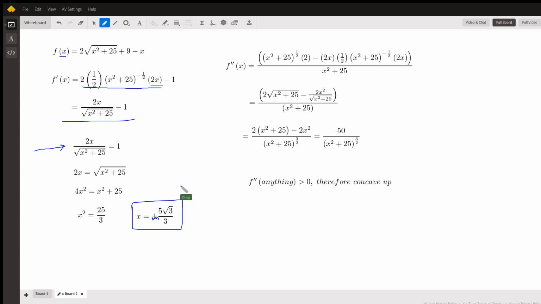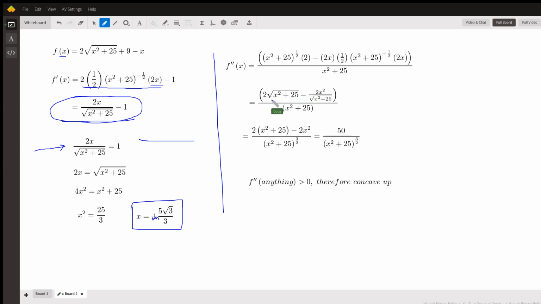We could plug values between 0 and that number and 9 into the first derivative, applying the first derivative test. But your problem said apply the second derivative test. So we've got to find the second derivative of this expression using the quotient rule: denominator times the derivative of the numerator minus the numerator times the derivative of the denominator, all over the denominator squared.